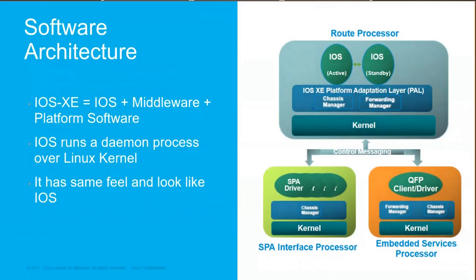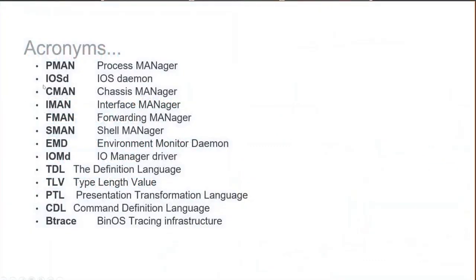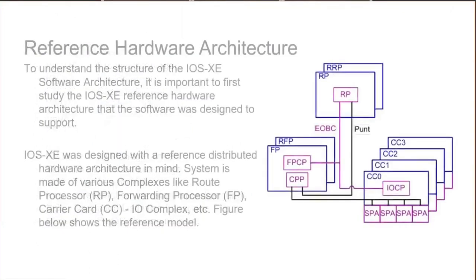Let's look at a few acronyms. PMAN is the process manager. IOSD is the iOS daemon process, which will be running as long as the kernel is running. CMAN is the chassis manager, IMAN is the interface manager. These are different acronyms that you'll come across while handling different cases or going through the architectures. We'll see what the architecture is and what the different processes do.